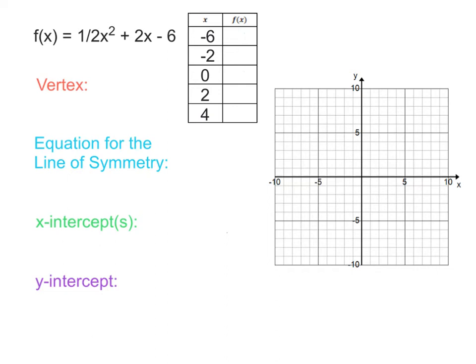So go ahead, put this function into your graphing calculator, and compute f of -6, f of -2, f of 0, f of 2, and f of 4. So we're going to use trace. Go ahead and fill in that chart.